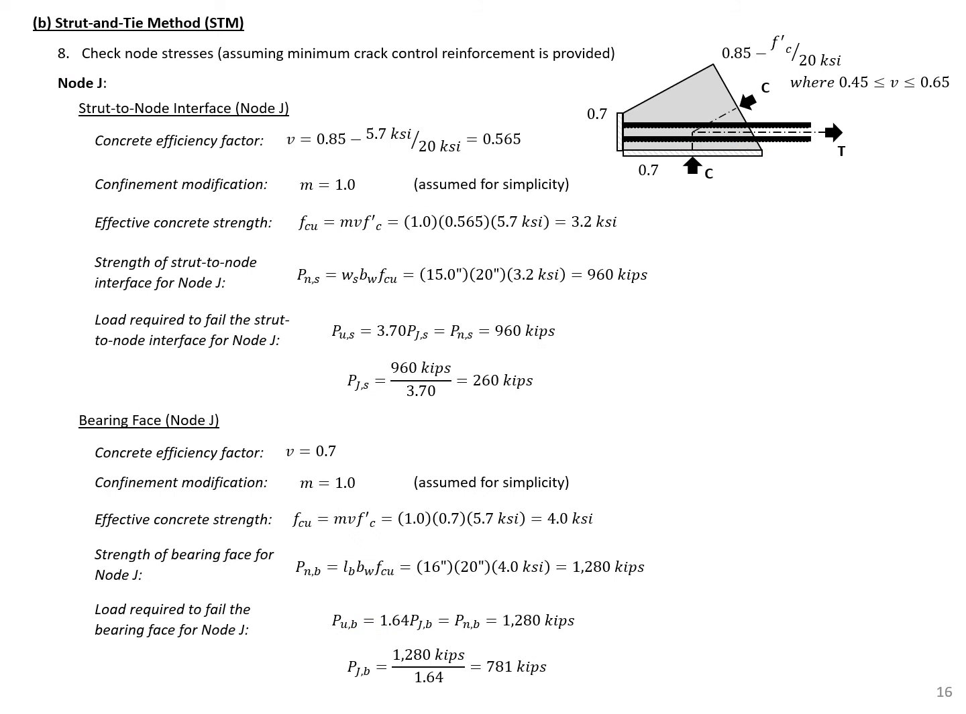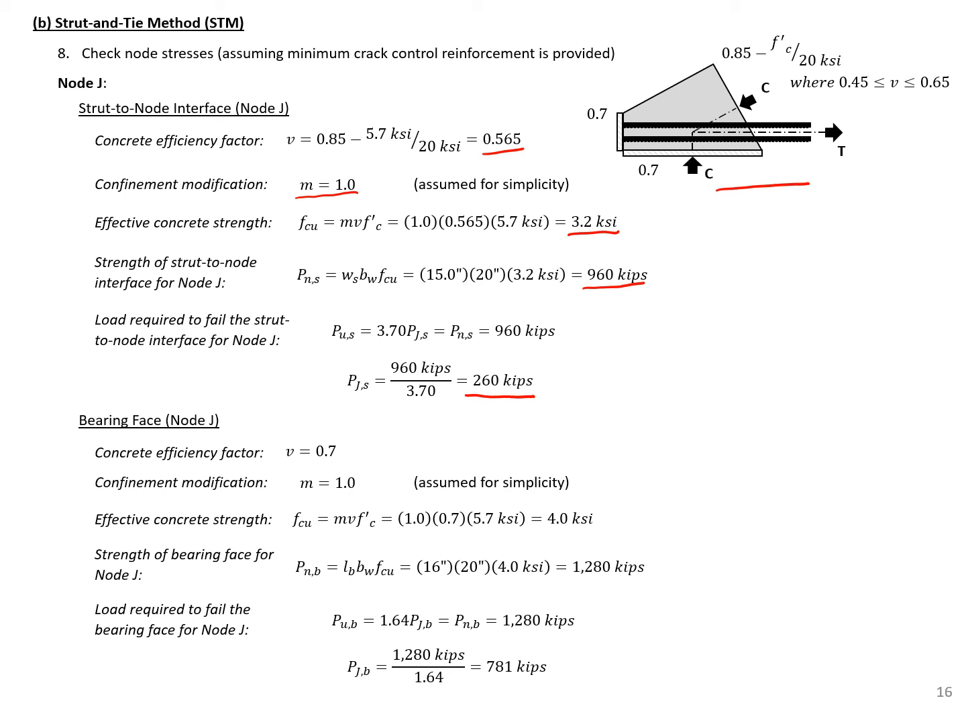We can do the same thing that we did for node A with node J. And here, node J is also a CCT node, so we'll use the same concrete efficiency factors. And I'd fill these in since it's very similar to node A. So we find our concrete efficiency factor. Again, we're assuming a confinement modification factor of 1.0. We then find our effective concrete strength, and we can use that to find our strength of our strut to node interface. And then we can set that equal to our demand to find that we would need 260 kips to fail the strut to node interface in node J.